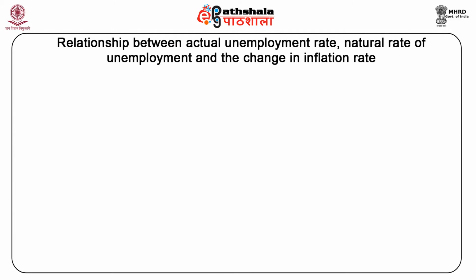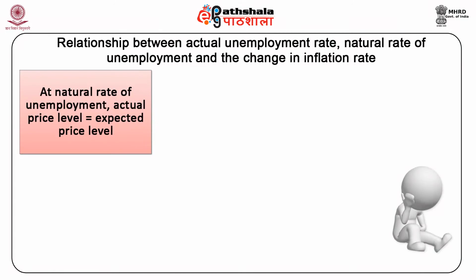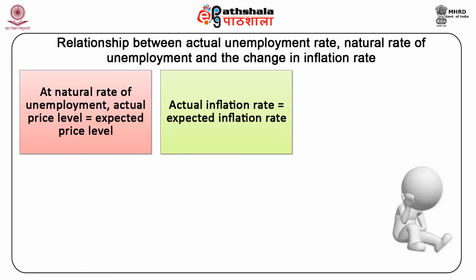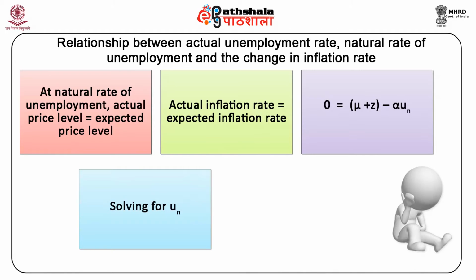Next, we will study the relationship between the actual unemployment rate, the natural rate of unemployment and the change in inflation rate. At the natural rate of unemployment, the actual price level is equal to the expected price level. This implies the actual inflation rate is equal to the expected inflation rate. Thus, the equation becomes 0 is equal to mu plus z minus alpha un. Solving for un, we get un is equal to mu plus z upon alpha.